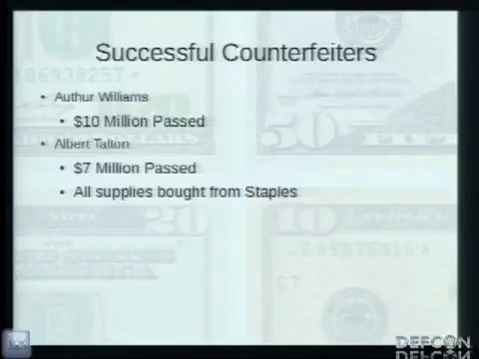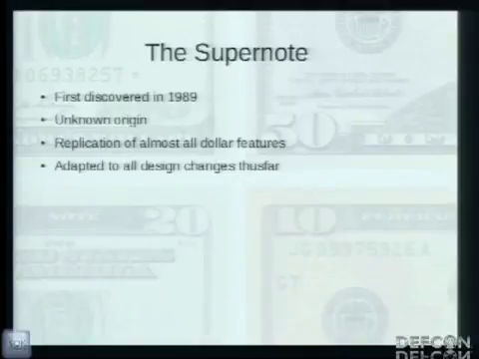So 2 successful counterfeiters I'd like to mention, Arthur Williams and Albert Talton, who were independent of each other. They counterfeited modern currency, meaning the 1996 series and on, and they were both self-taught. In addition to that, they also used the method of counterfeiting the bills which is almost exactly the recipe that I just stated to you. Both of these guys were very successful and also convicted. They were able to pass millions of dollars of counterfeit money. The interesting case with Albert Talton is he was able to get all his supplies from Staples.